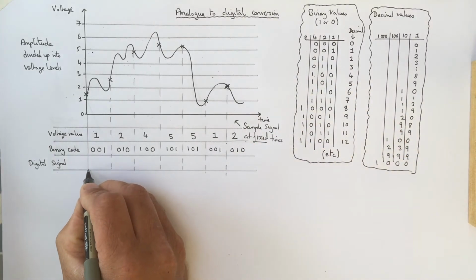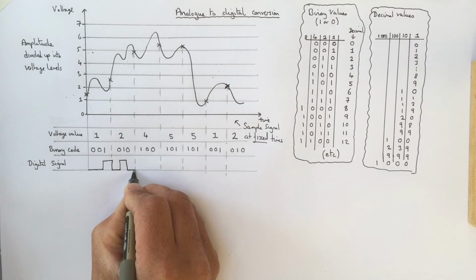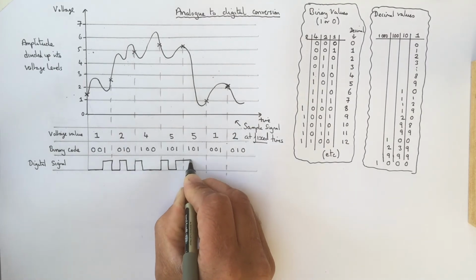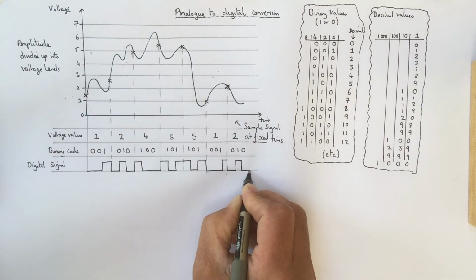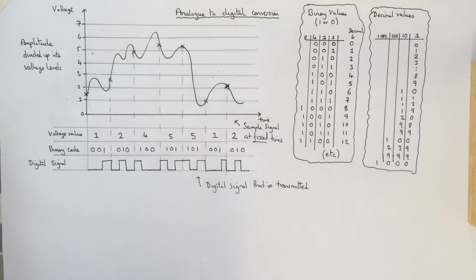Finally, we have to convert this binary code into a signal, so that will be 001, 010, and so on. This digital signal is then transmitted.